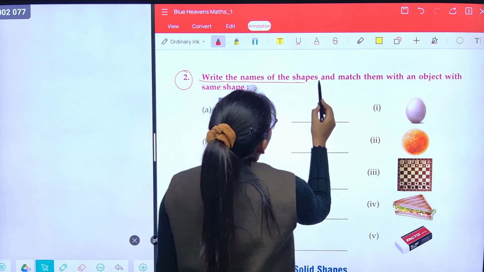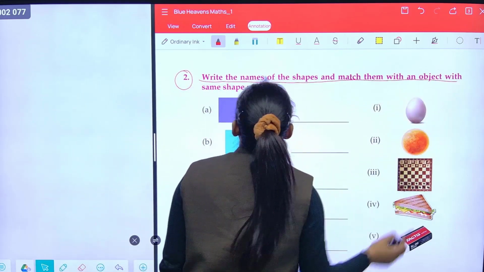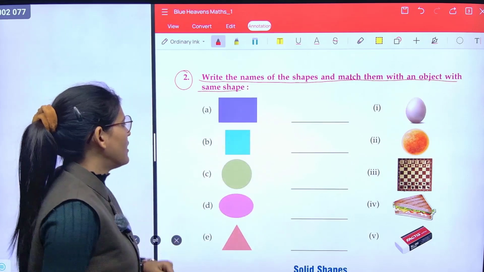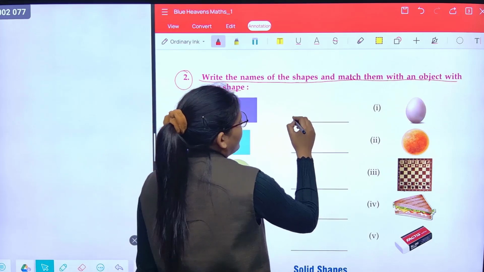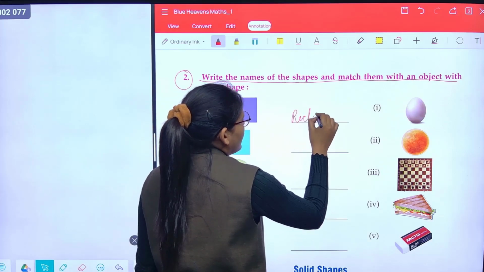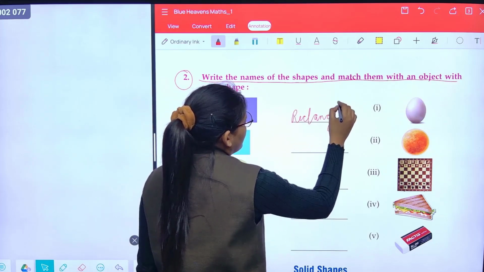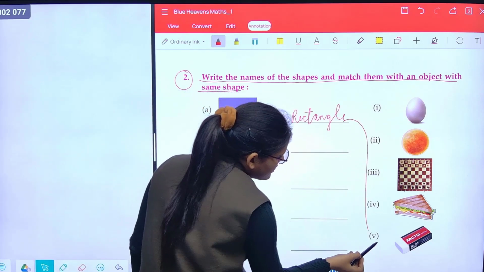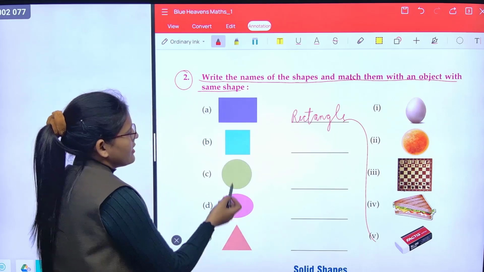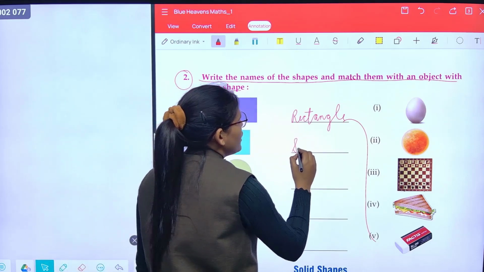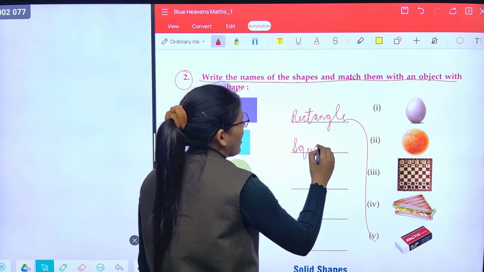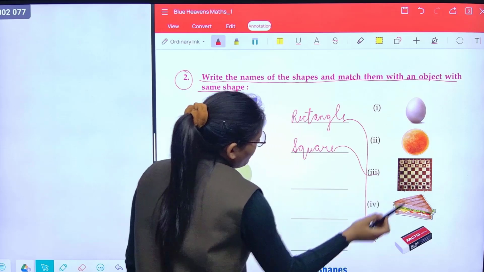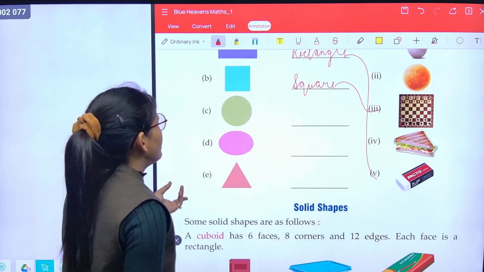Write the name of the shape and match them with an object with same shape. Class, see, this is a rectangle. RECTANGLE. Yes class. Where is rectangle shape object? This is eraser. Understand class? Now square. S-Q-U-A-R-E, square. Where is square shape object? It is chessboard. Now class, which shape is this?